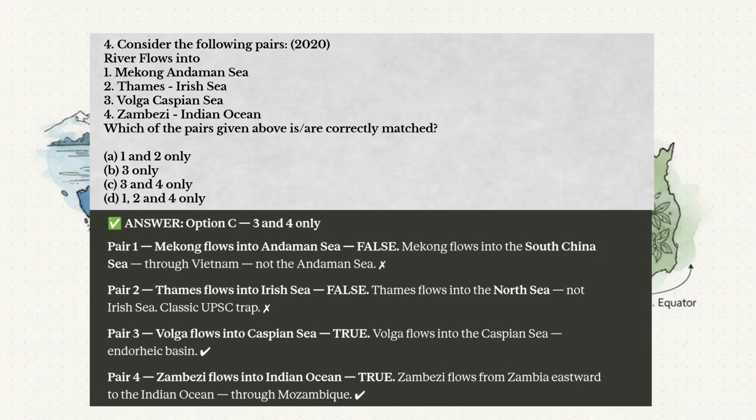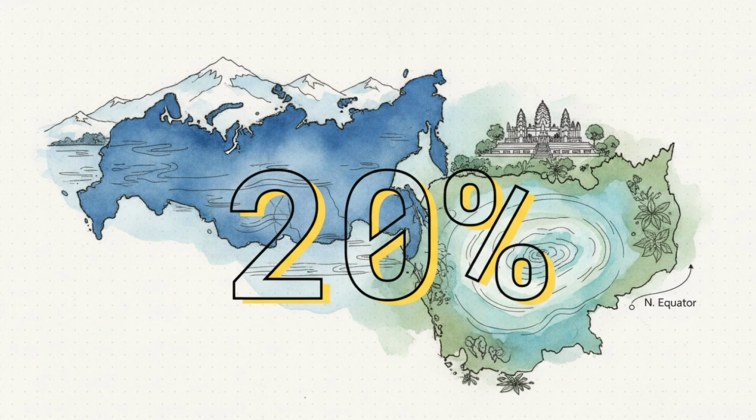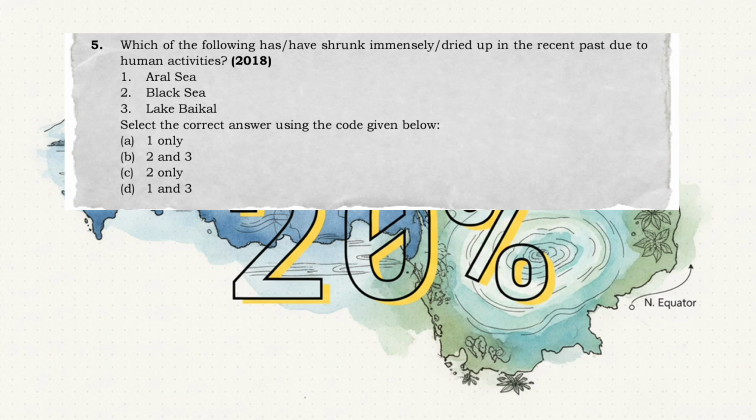Pair 1, Mekong flows into Andaman Sea, false. Mekong flows into the South China Sea through Vietnam, not the Andaman Sea. Pair 2, Thames flows into Irish Sea, false. Thames flows into the North Sea, not Irish Sea. Classic UPSC trap. Pair 3, Volga flows into Caspian Sea, true. Volga flows into the Caspian Sea, an endorheic basin. Pair 4, Zambezi flows into Indian Ocean, true. Zambezi flows from Zambia eastward to the Indian Ocean through Mozambique. Answer C.